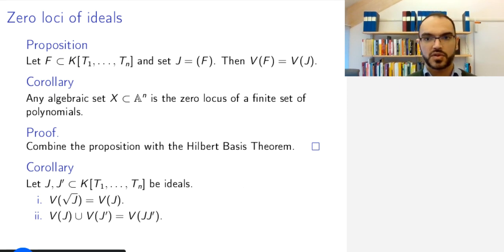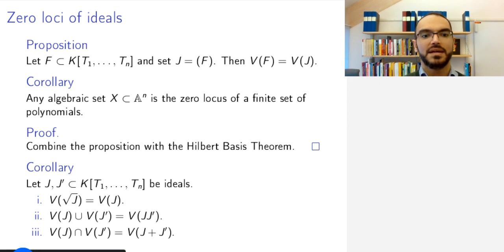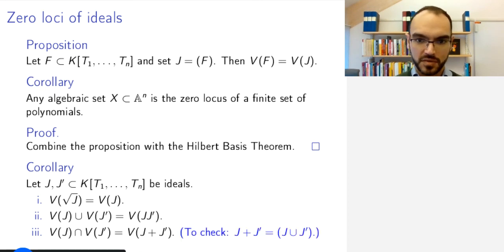The union of vanishing sets is the vanishing set of the product. This is exactly the proposition from the previous slide, now with ideals. And the intersection of vanishing sets is the vanishing set of the sum of these two ideals. Now, the proposition says that it's the vanishing set of the union. What you need to check is that the sum of two ideals is the ideal generated by their union.